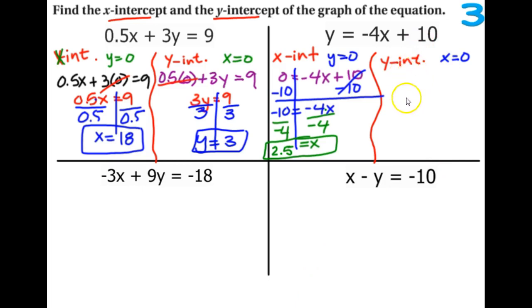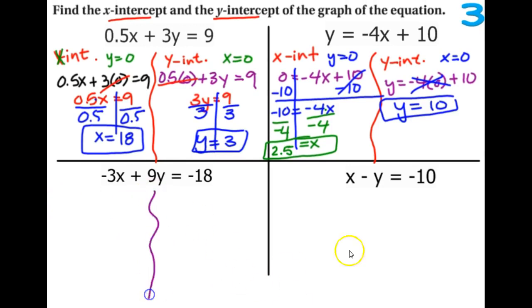This next one should be a little bit easier. X is 0, so it says y equals negative 4 times x, which is 0, and then plus 10. Well, anything times 0 is 0, so we just have y equals 10. We didn't even have to solve anything on that one. I would like for you to try these bottom two on your own, and then click play to see if you got them right.